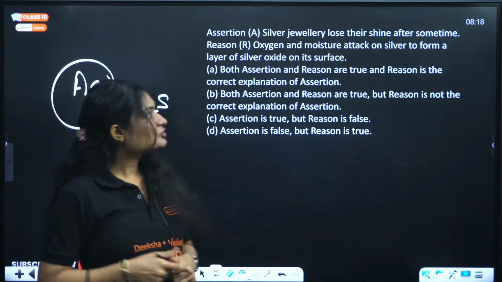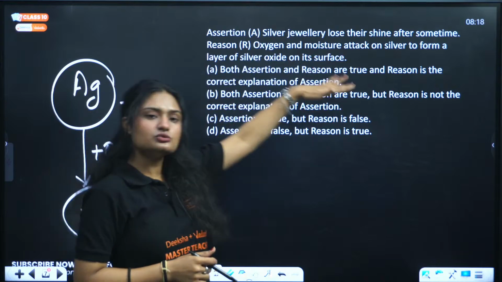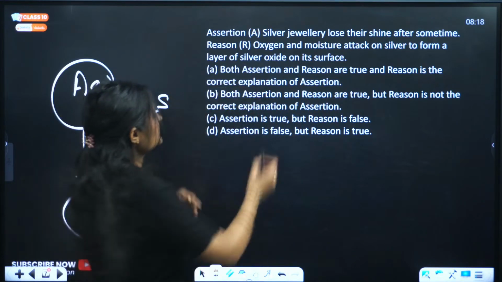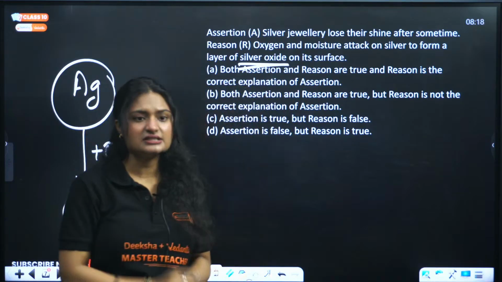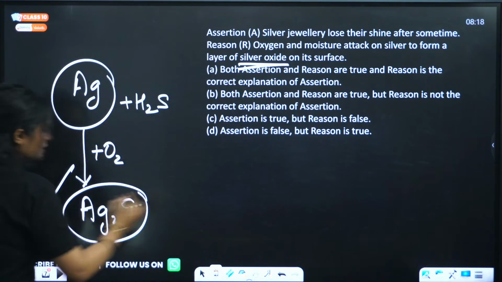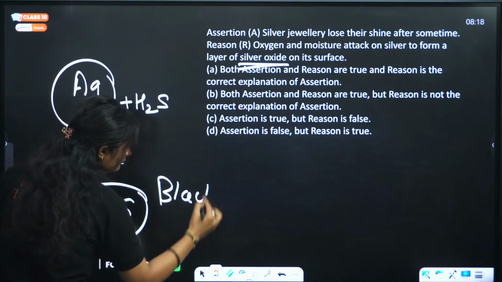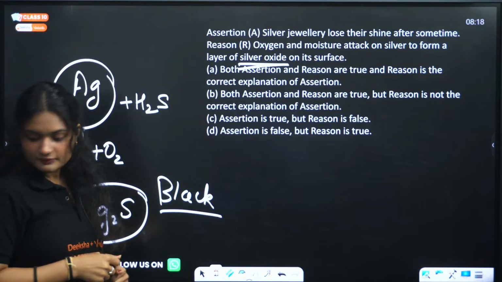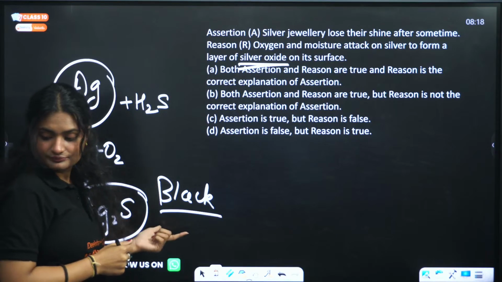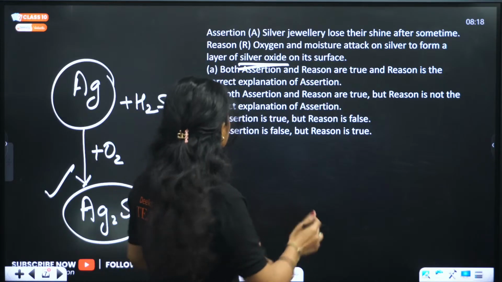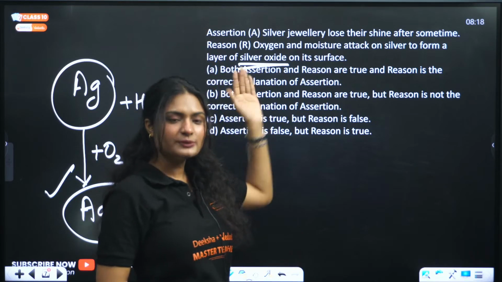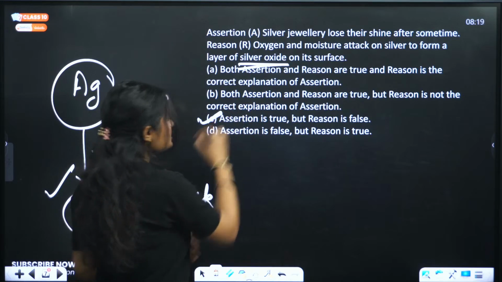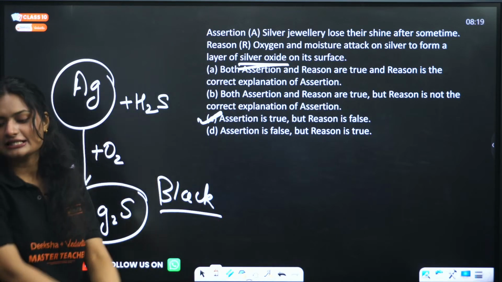So according to the assertion, yes, they lose their shine after some time. That is correct. But oxygen forming silver oxide is not the reason. The reason is silver sulfide, which is black in color. Silver reacts with sulfur and forms silver sulfide. Clear? So that means the assertion is true, but the reason is false, my dear kids. Option number C, correct.